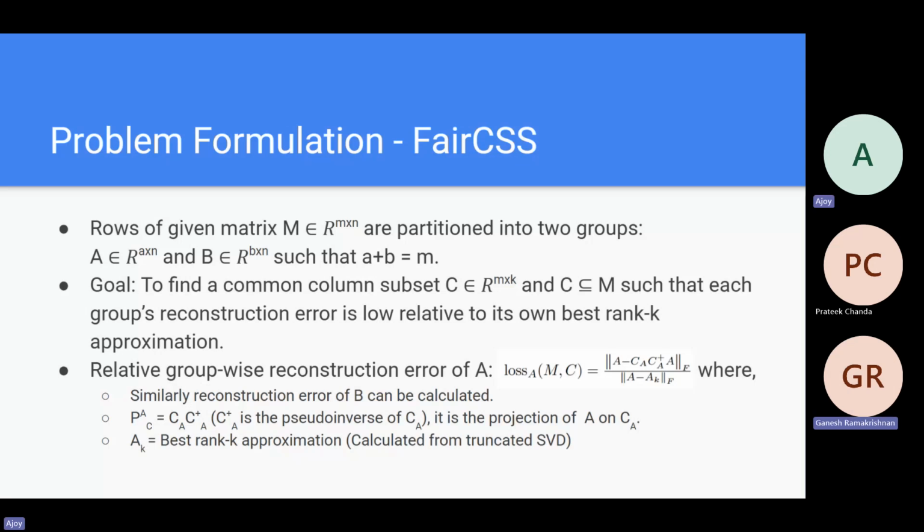By the way, the common column subset C can span. Some elements of C will be in A, some can be in B. So when you do a loss on A, with M comma C, A minus A C_A, what is that? Columns of C in A, is it? Yeah, the columns that we have taken, which will be in A.